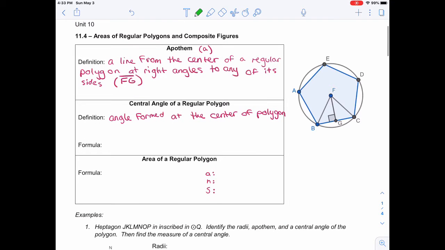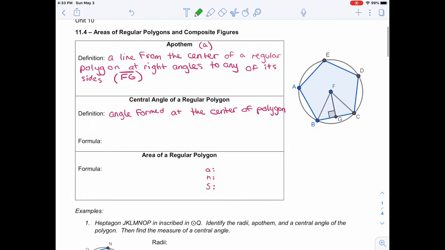All right, we are now on our final section for this unit, 11.4, and we're going to be finding the area of regular polygons and composite figures in this one. So for our first definition here, we have an apothem, and that's a line from the center of a regular polygon. And remember, whenever that word regular is before a shape, regular polygon, regular pentagon, octagon, any of those things, all that means is all sides are congruent. Okay, so if you forget, just make sure you make a note of that.